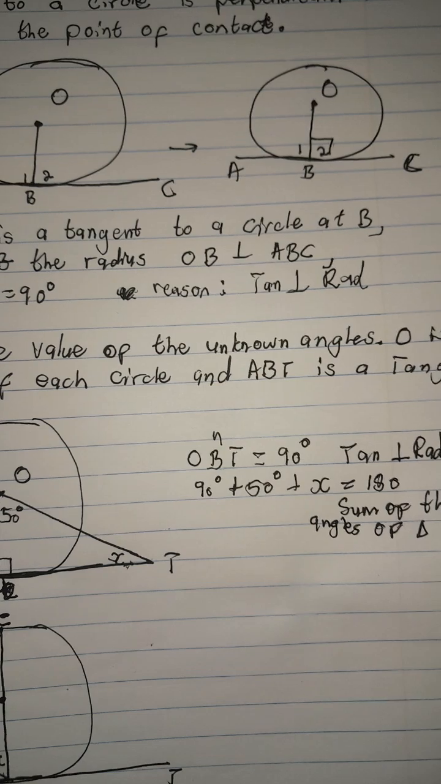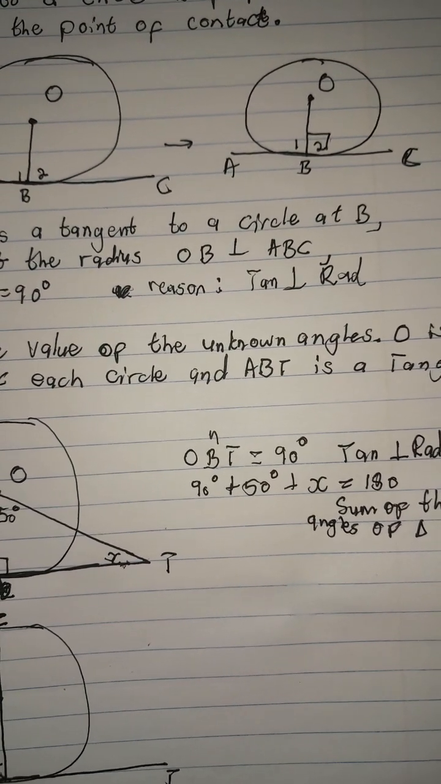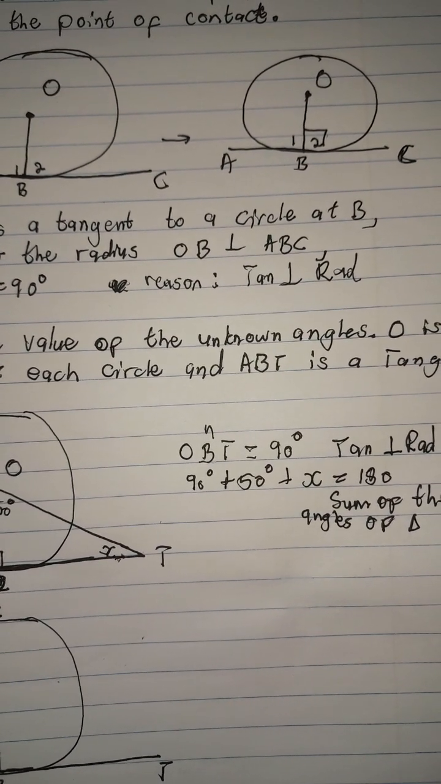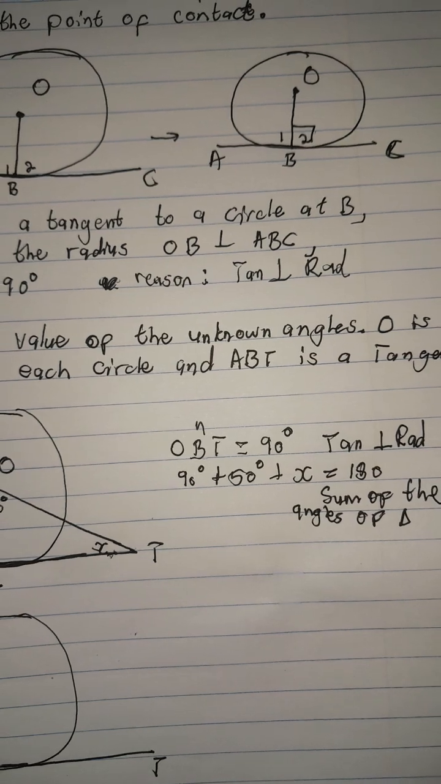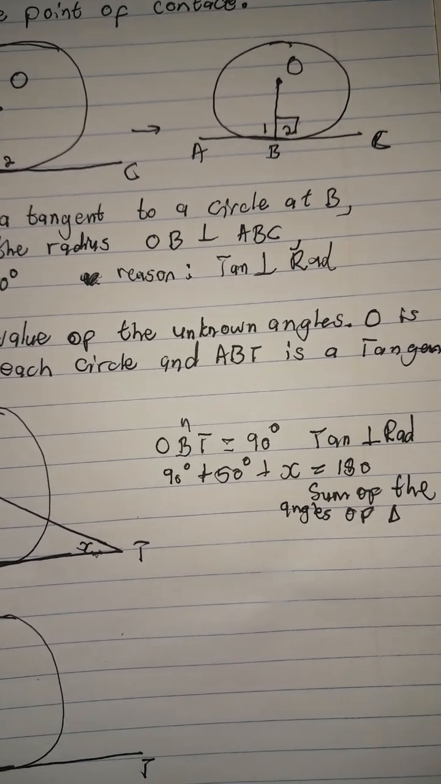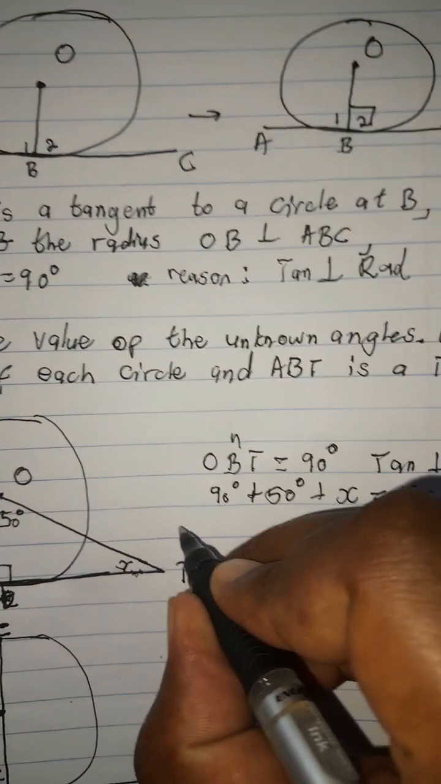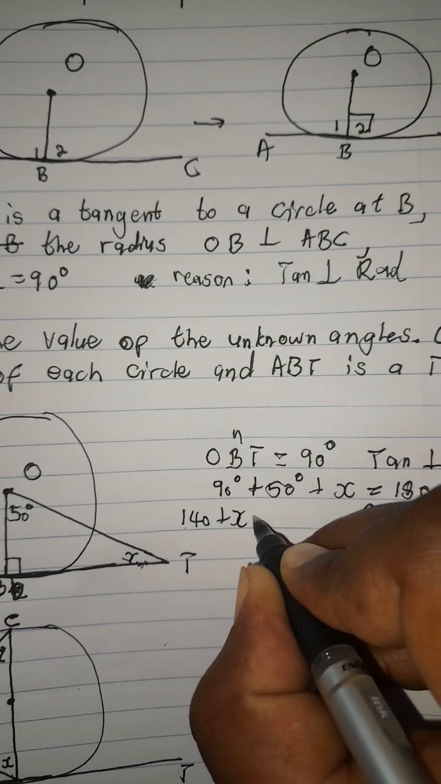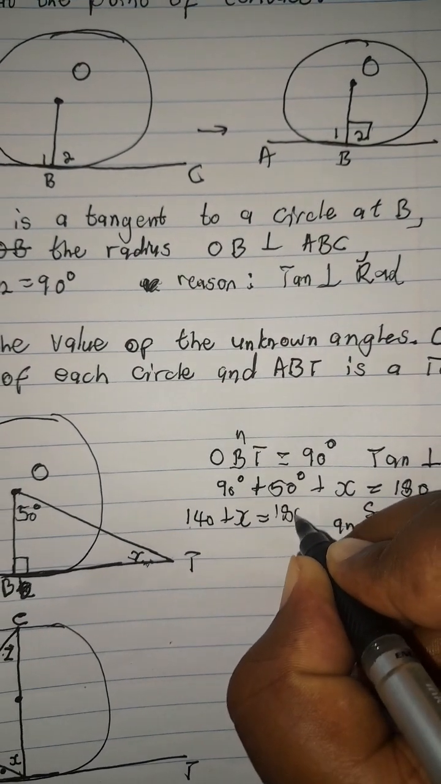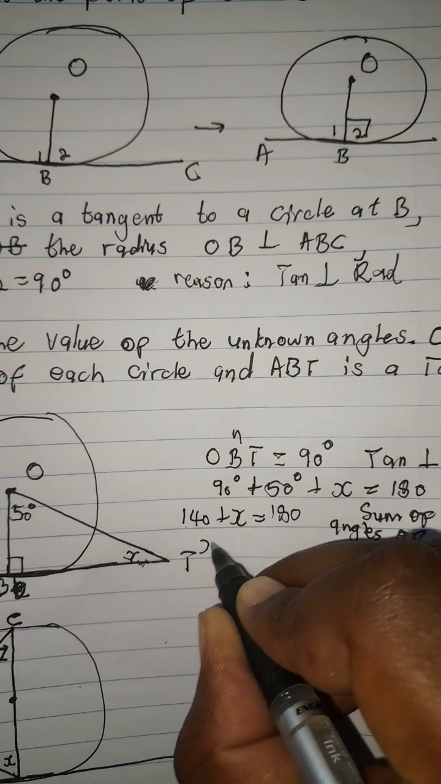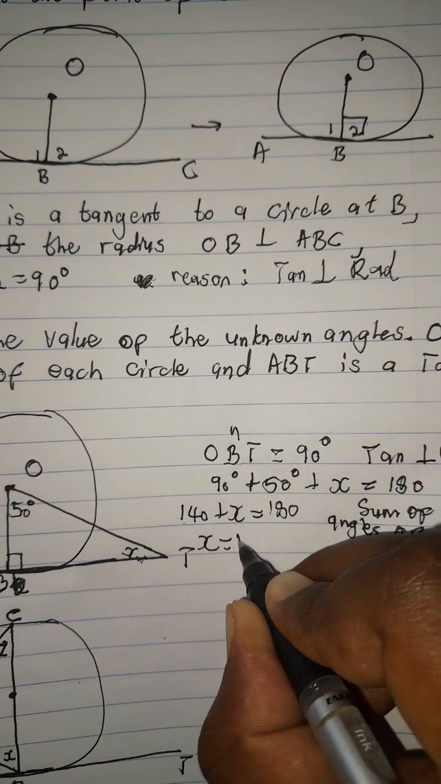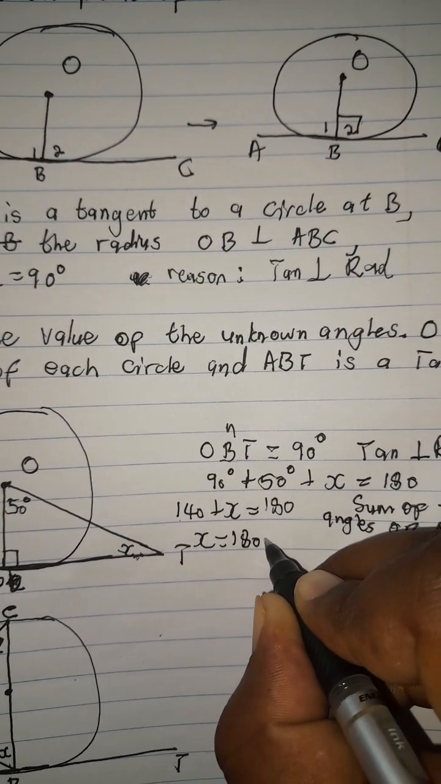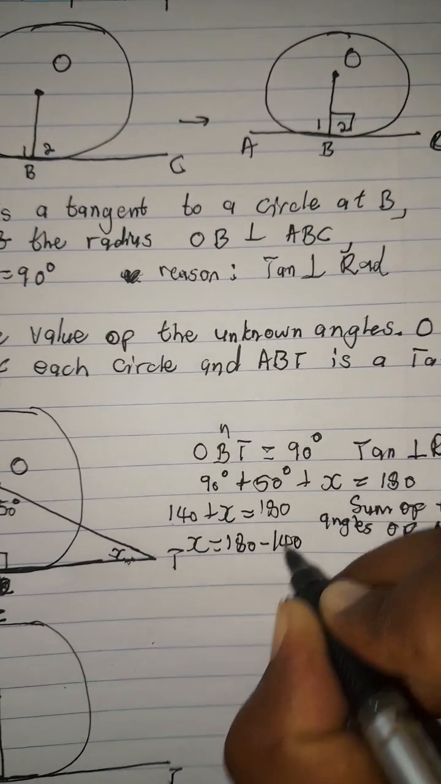So now I want you to add, just say 90 plus 50. What do you get, guys? That's 140, no? So we are going to have 140 plus x, which is equals to 180. You will then transpose 140 to the other side. We're going to have 180 minus 140.